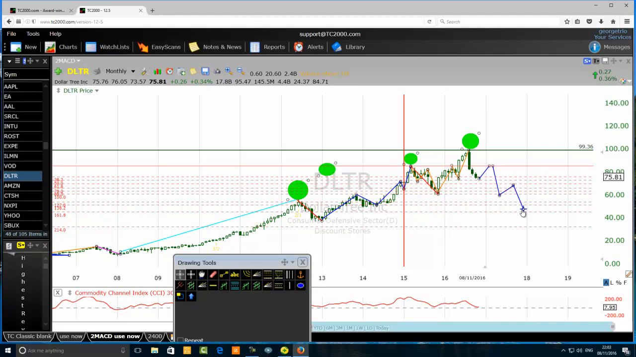Is that making sense? The C part of all ABC corrections is subdivided into 5 motive waves. So that will help you a bit to improve your theory. Whether it's a zigzag or a flat, the C part is always 5. But for the zigzag, we know that the A is also subdivided into 5.